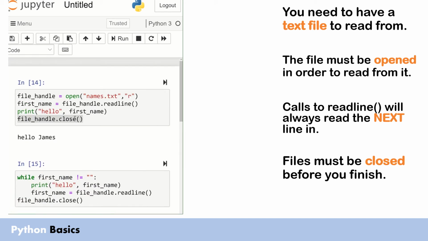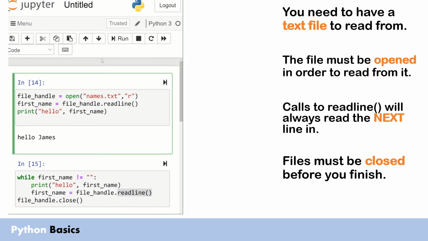Basically it means that we've opened the file here, but we've then closed it. And once it's closed, you cannot read it anymore. So this call to readline here is failing because the file is closed. So I'm just going to remove that there, and I'm going to run this code again.